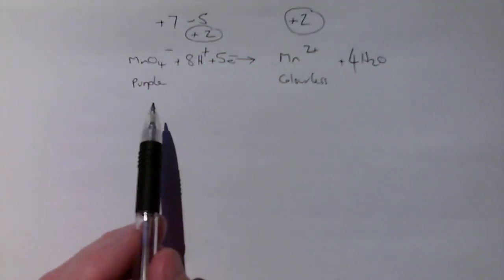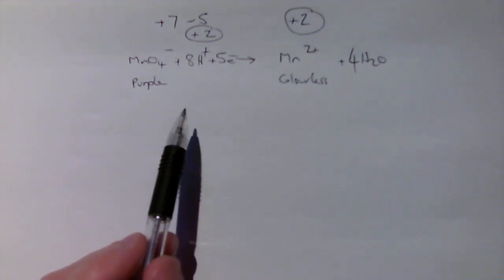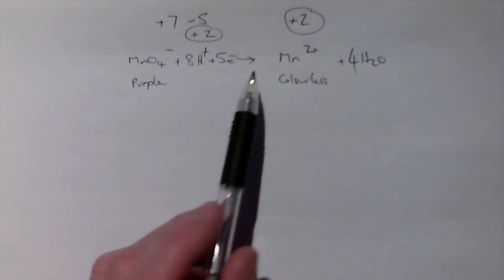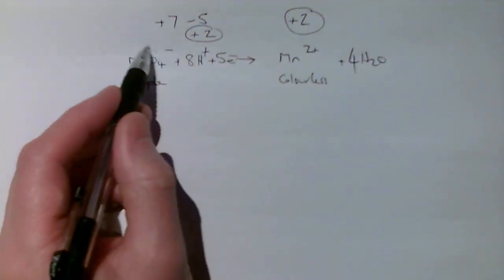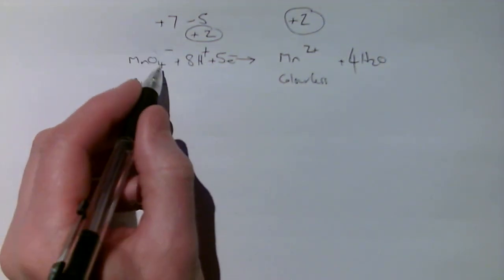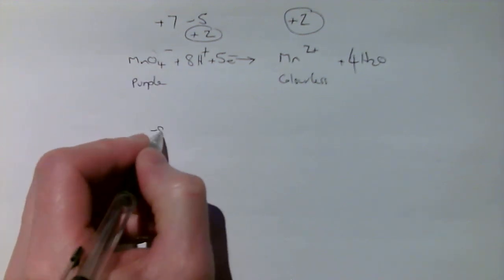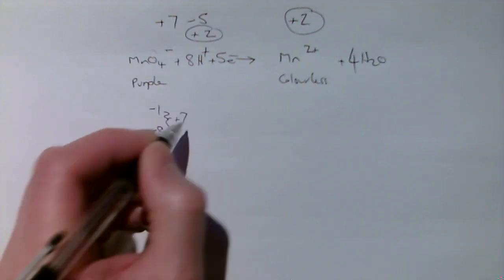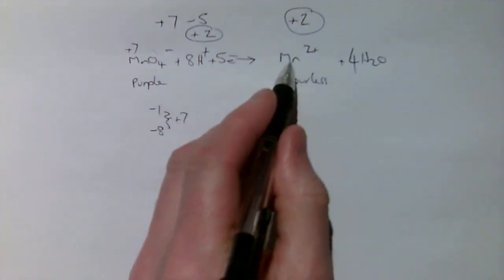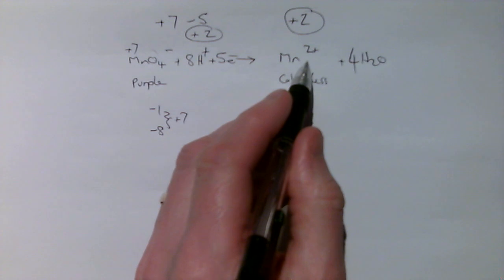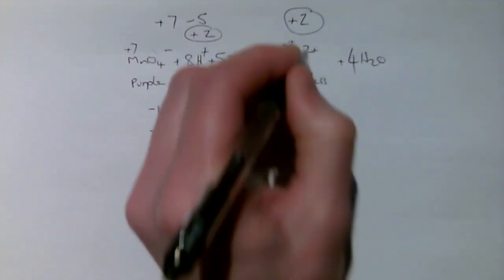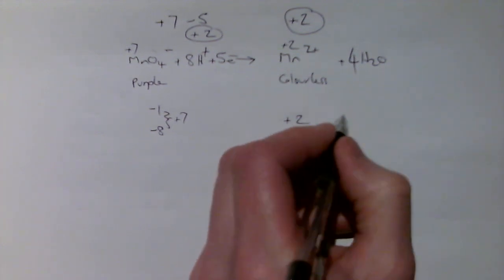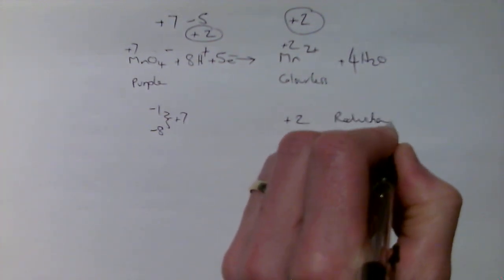So let's have a little think. What type of reaction is that? Let's have a look at the oxidation state of the manganese. The manganese in this permanganate: 4 times minus 2 is minus 8, and I need to get up to minus 1, so it's plus 7. The oxidation state of the manganese in the Mn2 plus is plus 2. So plus 7 to plus 2 is a reduction reaction.